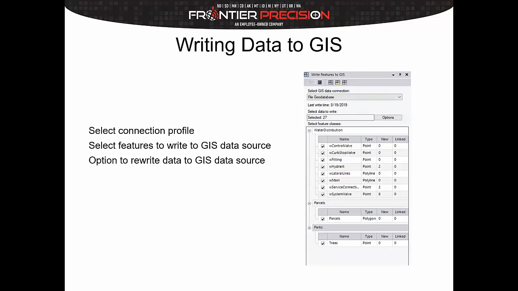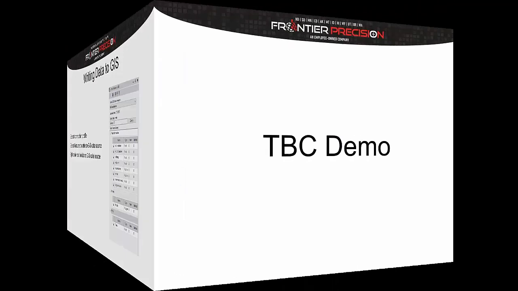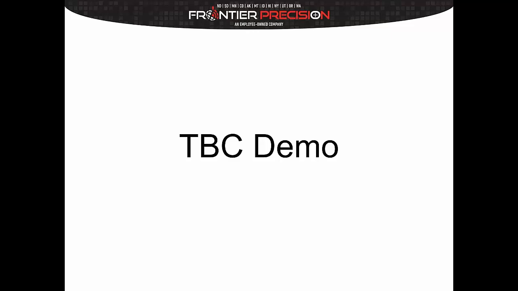From there, we'll select our profile that we've been using, and when we select the data, it'll tell us how many are new and going to be written into the GIS source and how many are already over there. We can check the box to overwrite the features that are already in that GIS data source, but it may create duplicates, so be aware of that. Now we'll jump into a demo and show this last piece off.